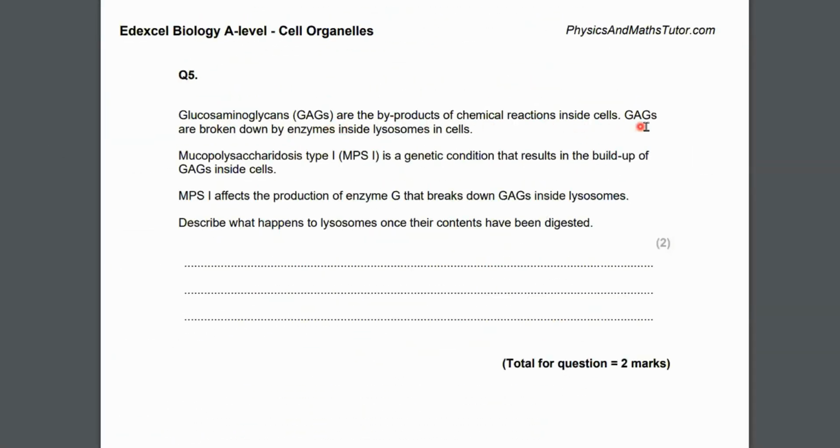Question 5. Glycosaminoglycans, GAGs, are the byproduct of chemical reactions inside cells. GAGs are broken down by enzymes inside lysosomes. I'm not even going to bother reading that. MPS 1 is a genetic condition that results in the buildup of GAGs inside cells. MPS 1 affects the production of enzyme G that breaks down GAGs inside lysosomes. All of that was a load of nonsense.